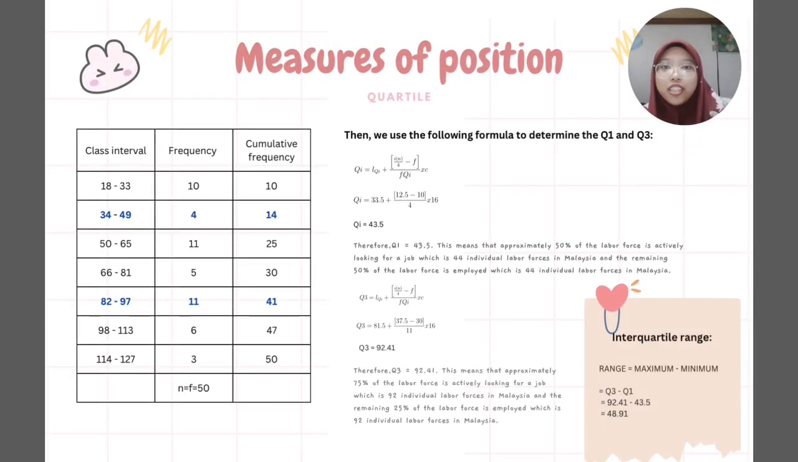After finding the location, we can start the calculation to find quartile 1 and quartile 3. So the answer for quartile 1 is 43.5 and quartile 3 is 92.41. The next is to find the interquartile range: maximum minus minimum, so quartile 3 minus quartile 1, we got 48.91.